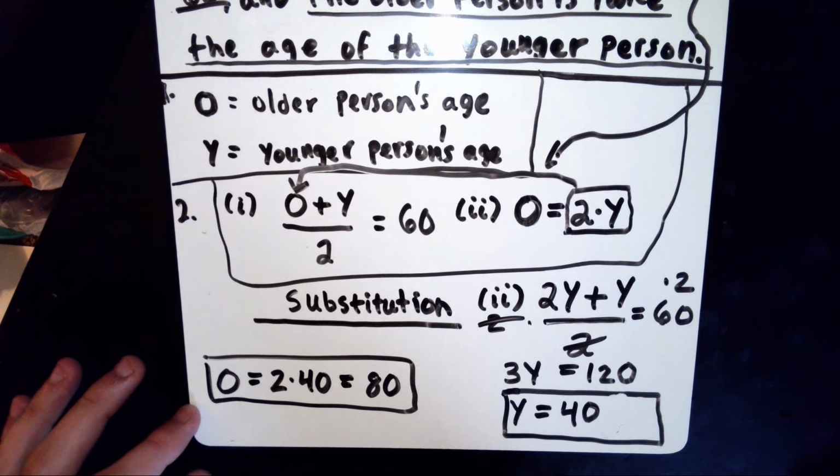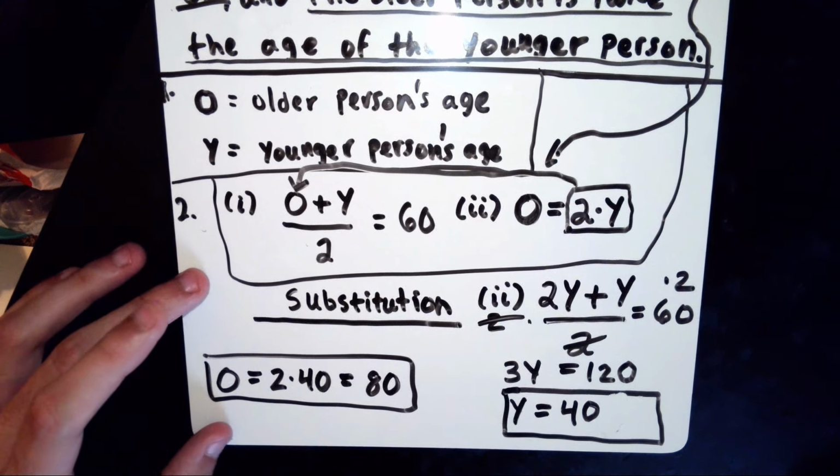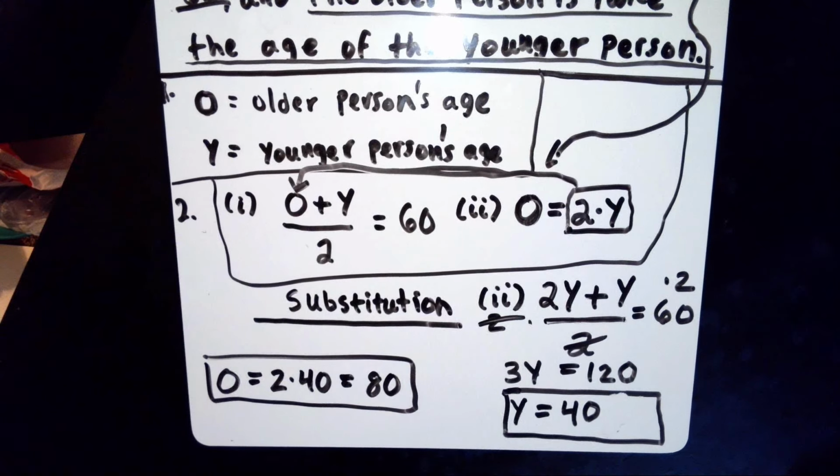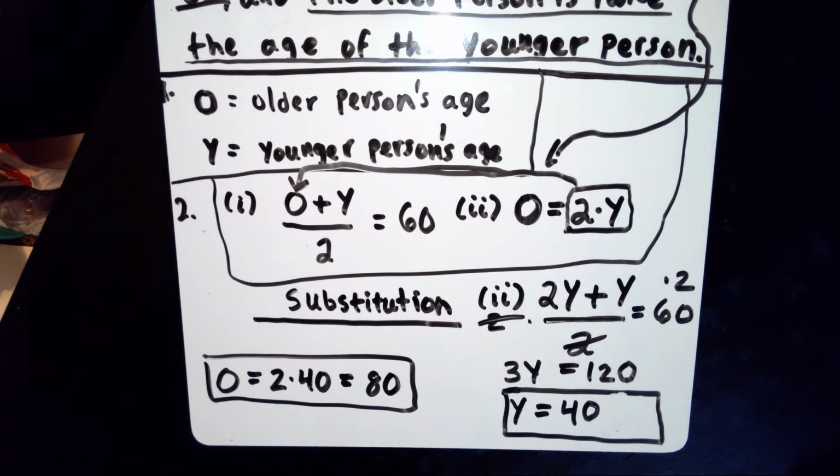So that's it for this video. In the next video, we're going to introduce the process called elimination. It's another way of solving systems. There are two main ways to solve systems: one way is substitution, the other is elimination. So the next video will cover elimination.